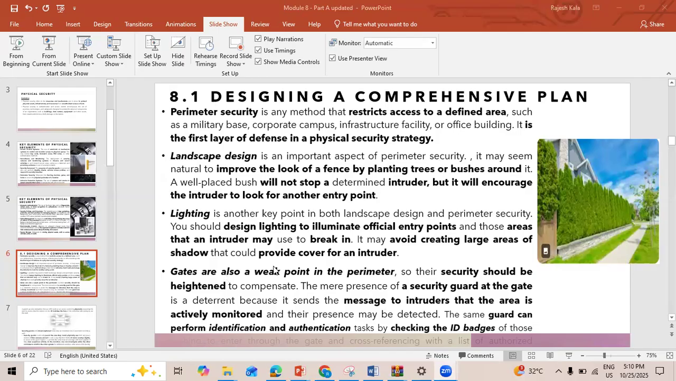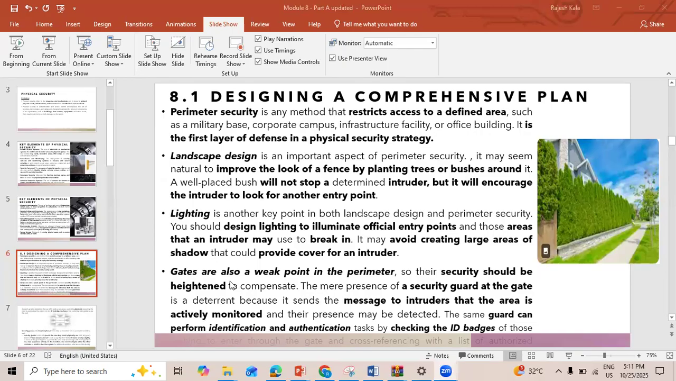Gates also are a weak point. So your gates also should be protected. The gates are entry points, so they also should be secured with different methods. There should be a security guard. You should keep a security guard at the gate. Whenever anyone enters, he will verify the ID card. If the person is authorized or authenticated, and his ID is verified, he will enter the company.